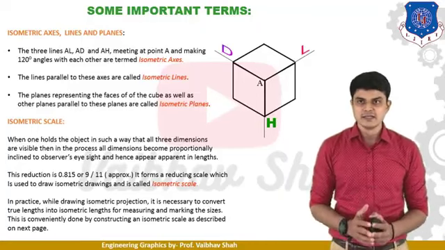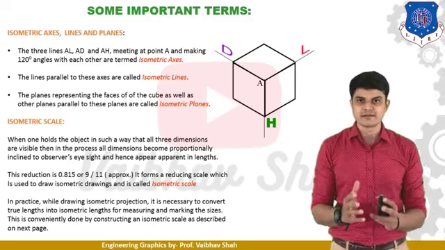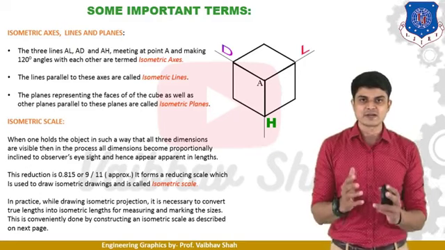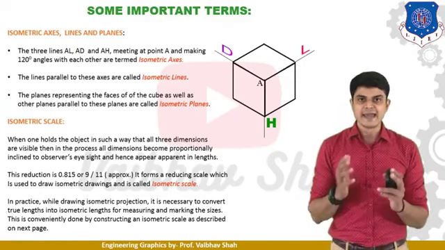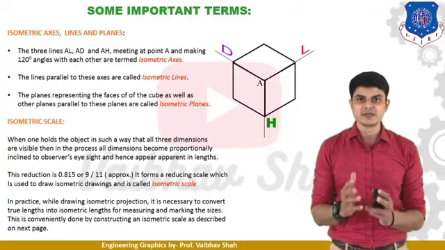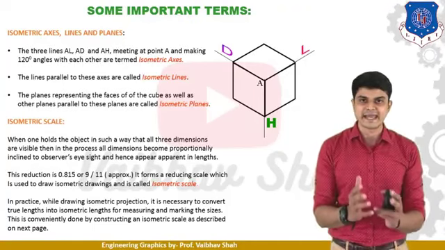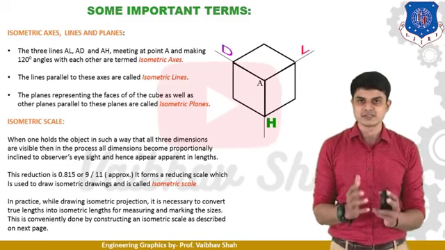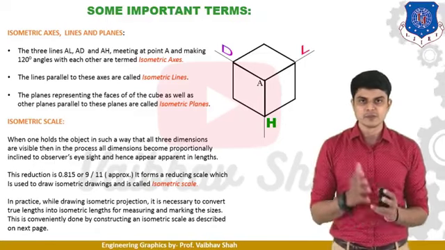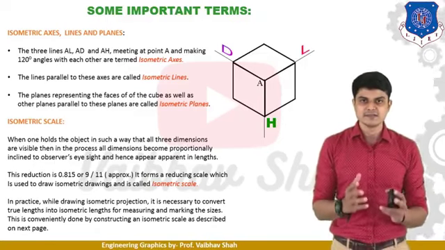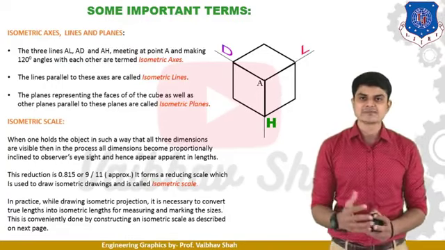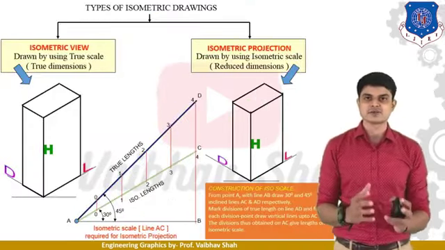Now, isometric scale. Whenever we observe an object and draw it into a three-dimensional view, its dimensions get reduced in a particular fashion and in equal proportion. When we draw this phenomenon along a straight line, we observe one scale generated, and the reduction here is by the factor 0.815, or you can say 9 by 11. In a subsequent section, we will observe the process of constructing the isometric scale. So let us move ahead and check the process of constructing the isometric scale.